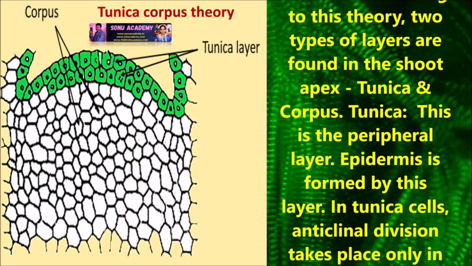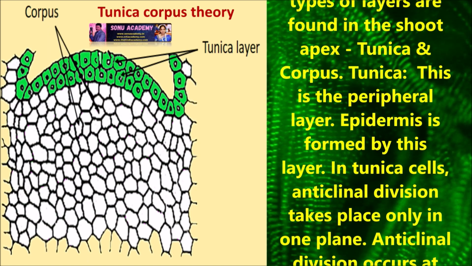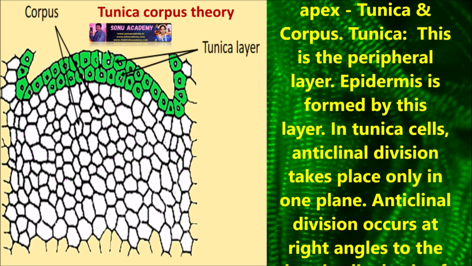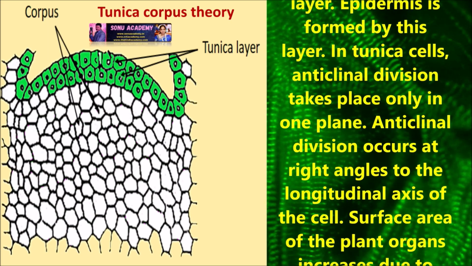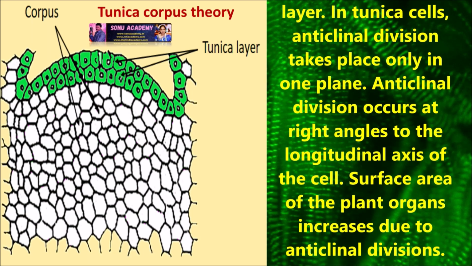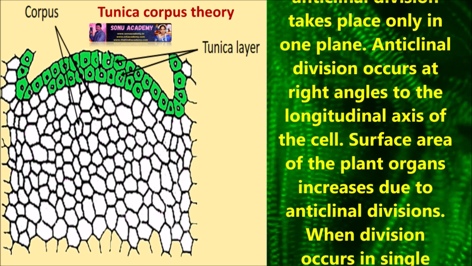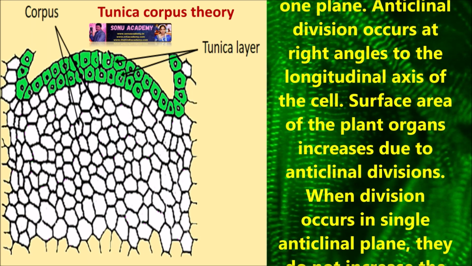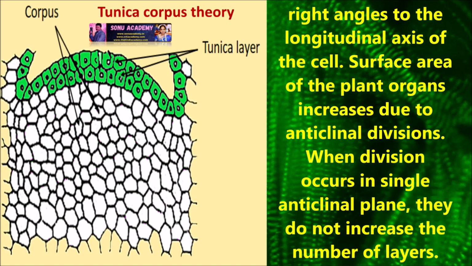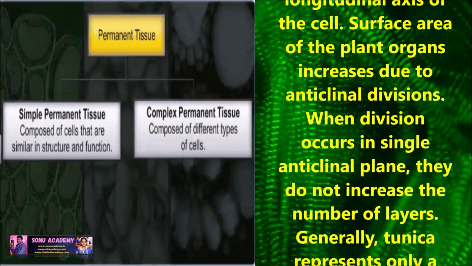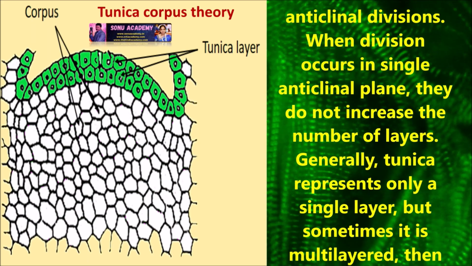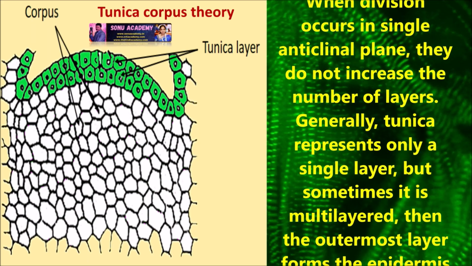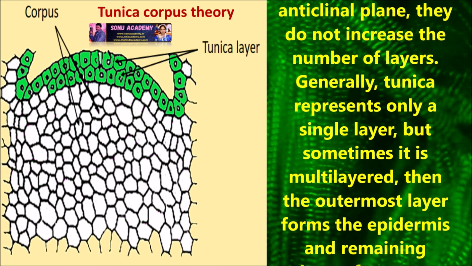Tunica. This is the peripheral layer. Epidermis is formed by this layer. In tunica cells, anticlinal division takes place only in one plane. The anticlinal division occurs at right angles to the longitudinal axis of the cell. Surface area of the plant organs increases due to the anticlinal divisions.